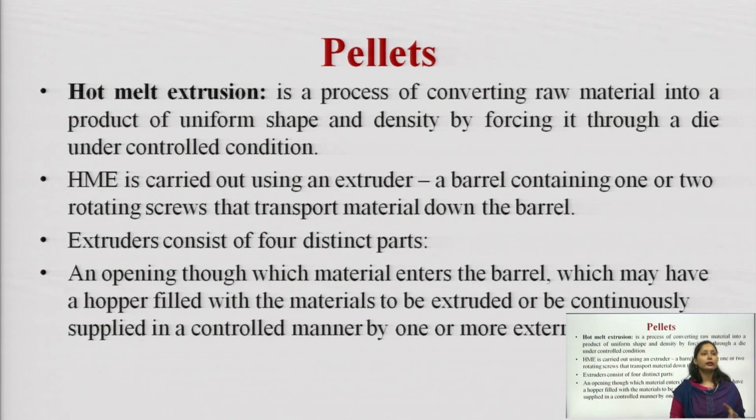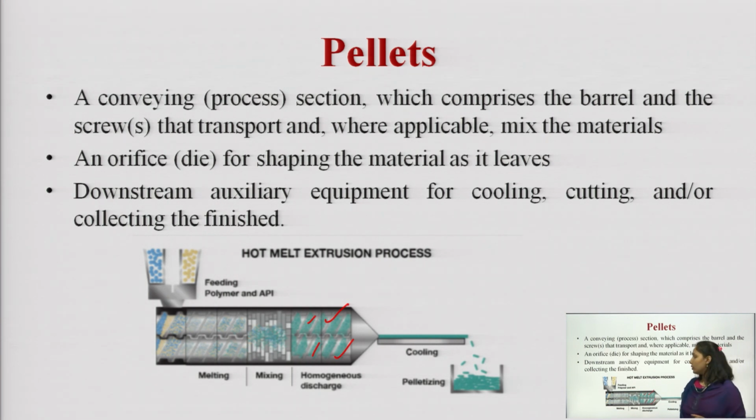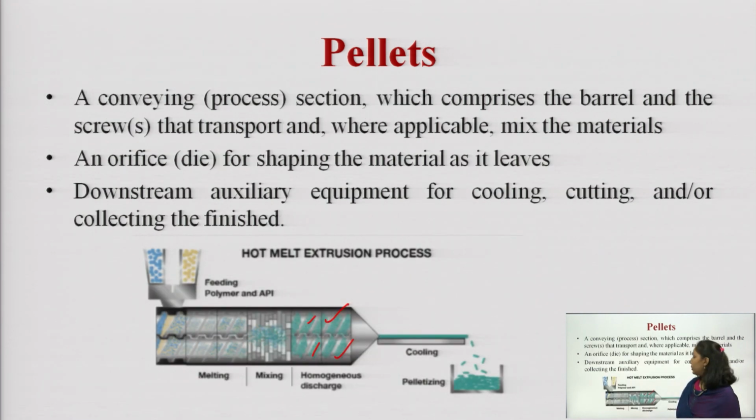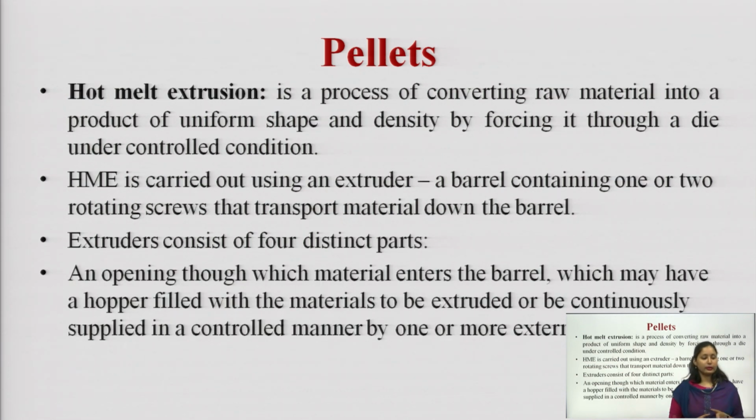Then the extruder consists of 4 distinct parts: an opening through which material enters the barrel, which may have a hopper filled with the material to be extruded or be continuously supplied in a controlled manner by 1 or more external feeders. So, first it has an opening, through which the hopper is attached, and that hopper contains the feed material which continuously supplies the material to the extruder in a precise and controlled manner.